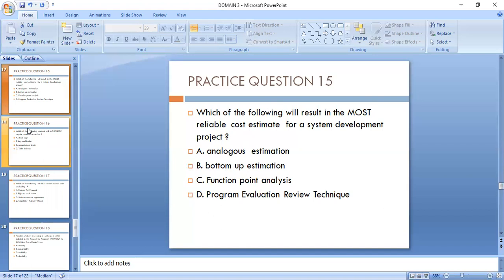Okay. Function point analysis is used for software size estimation. So what about other associated costs apart from software size, the cost of the programmers, the cost of systems that are going to be used, and so on and so forth? So function point analysis is out. PERT is going to give you the duration of the project, to give you an idea of the duration of the software development. So the best answer for us is B.